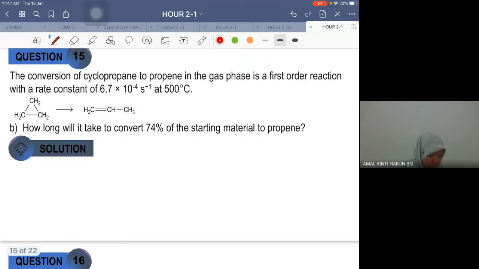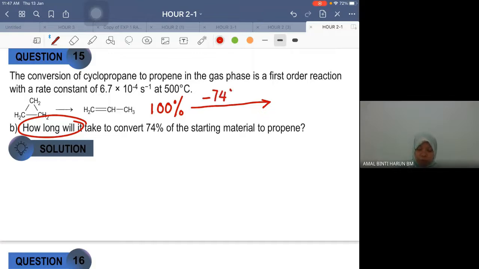Okay, lepas tu dia kata apa? To convert, how long will it take? Dia tanya lagi. To convert 74% of starting material. So, convert 74% meaning that initially it is 100%. Okay. Convert 74% maksudnya dia dah gunakan 74% dan remaining at the end tinggallah 26%.